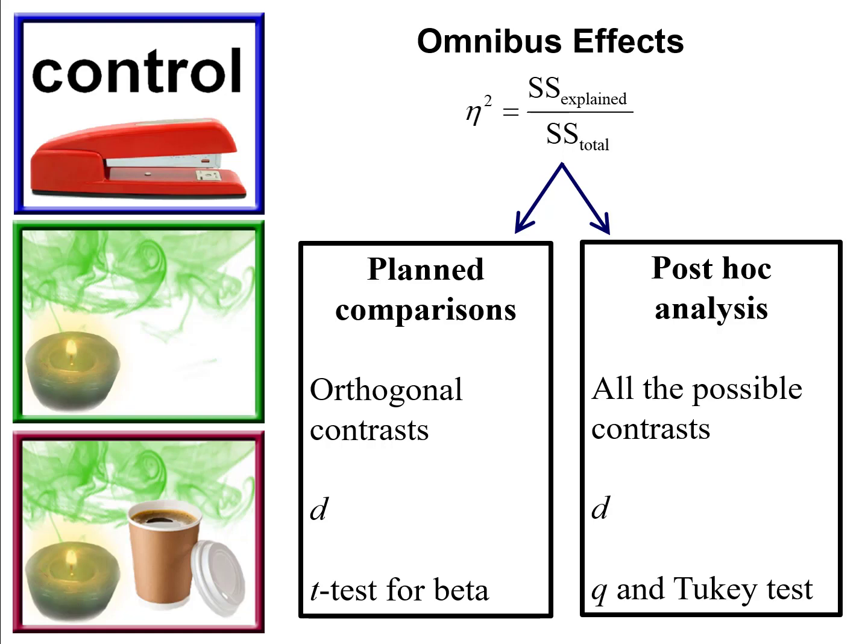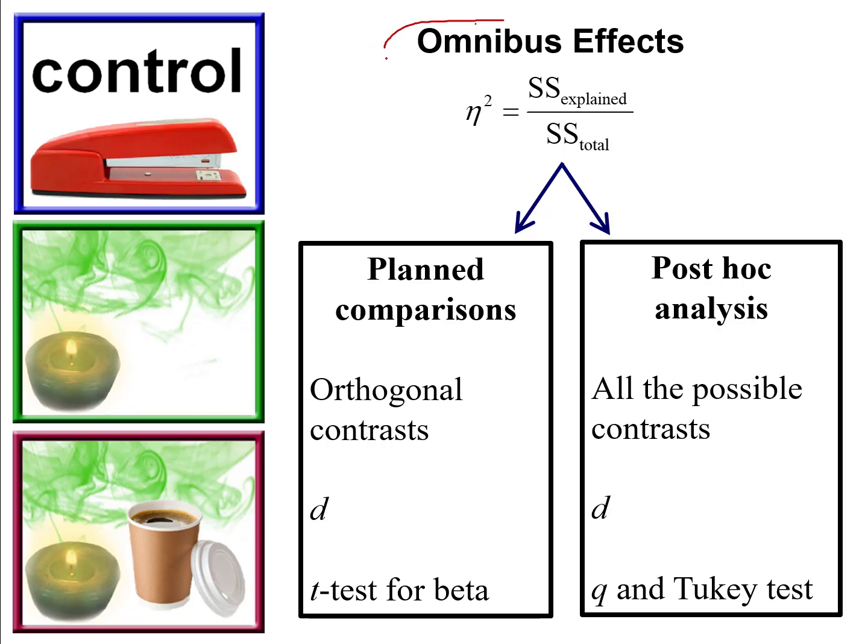And the omnibus question has to do with the extent to which, in general, there is a difference between groups. Specifically, it has to do with the amount of variance in an outcome variable that has been explained by group membership. So, what are the statistics that you would use to address the omnibus question?